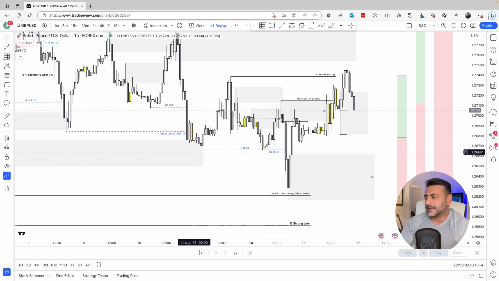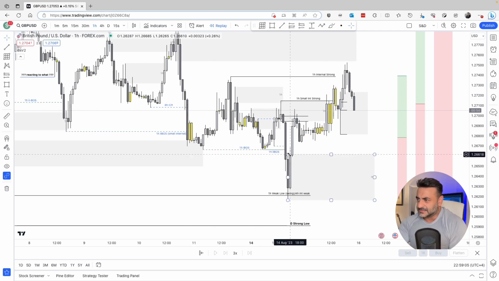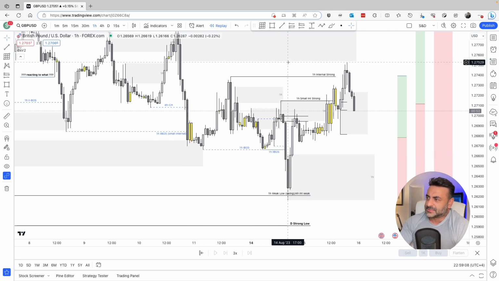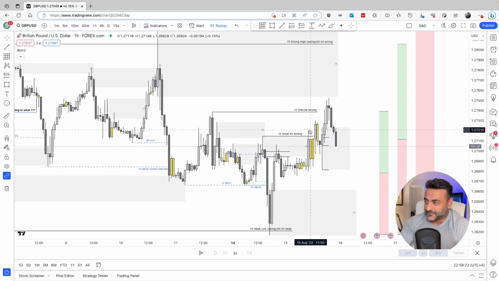On the 1H, when price did dump, it broke all of this internal structure, right? It grabbed a bunch of liquidity from here as well. Once these structures broke, everything above becomes strong, right? So everything is bearish at this point in time. We have the swing bearish, we have the internal bearish, 4H swing, 1H. We have the 1H internal strong, so that is also bearish, and the small internal at this point in time before this break happens is still bearish, right?